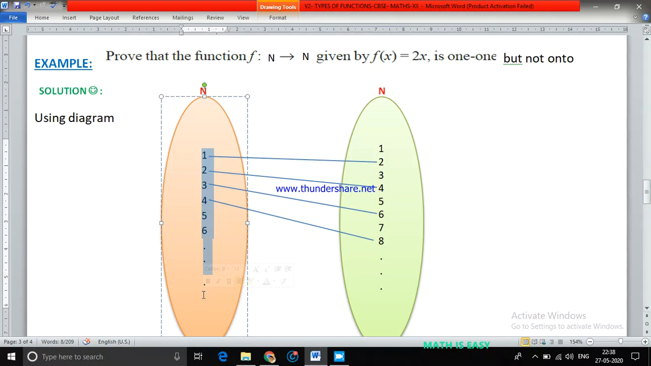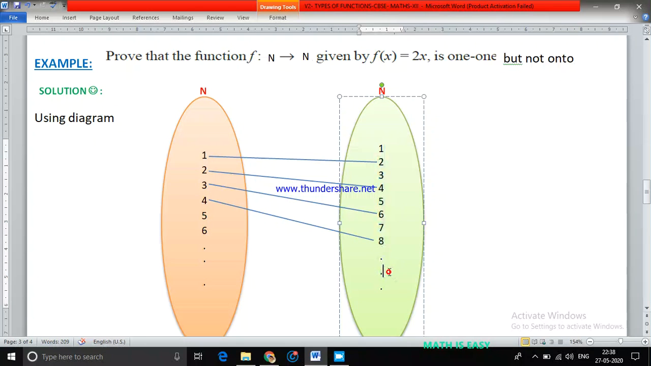Hence, it is a 1-1 function. Now, I have to say why it is not an onto function. Because if you observe the second set here carefully, only even numbers are mapped. None of the odd numbers is mapped by any element of the first set.